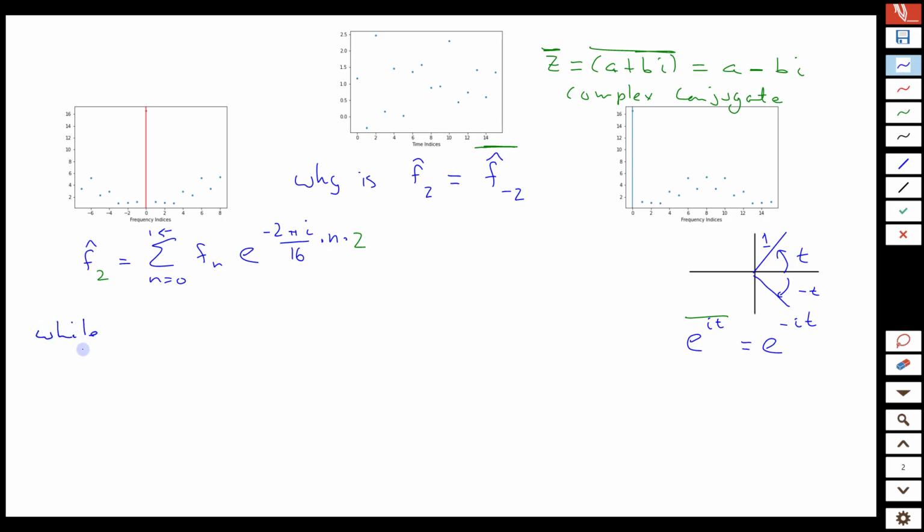While its partner, f-2 with a hat, and again, do that in color, this time we'll use red, that is equal to the sum to 15 if n equals 0, our data points in time, e to the -2 pi i over 16 times n. Again, the n is just the dot product. We go n equals 0, n equals 1, n equals 2, and so on. And this time it's times -2. And hopefully you can see the relationship right away. All we did is swap 2 for -2. So when we expand this out, this would become positive, or they have opposite signs in the exponent.